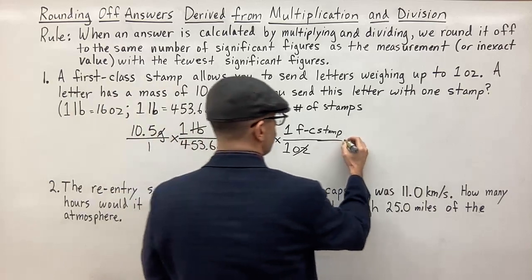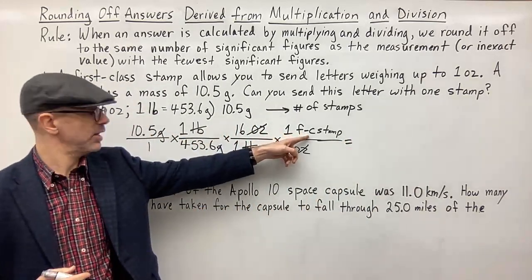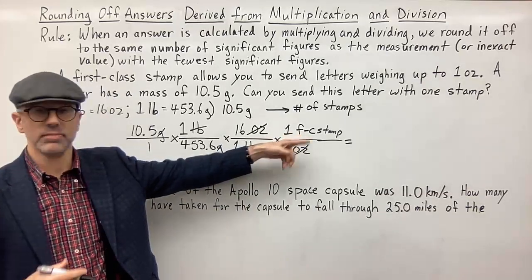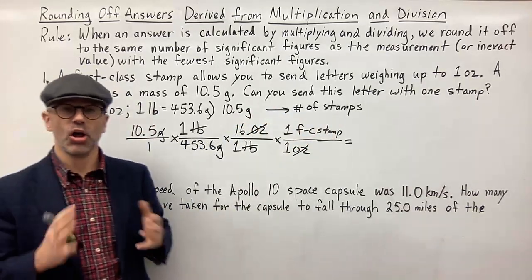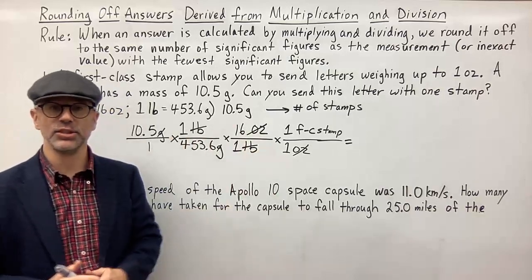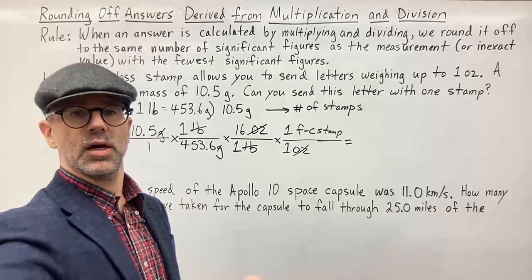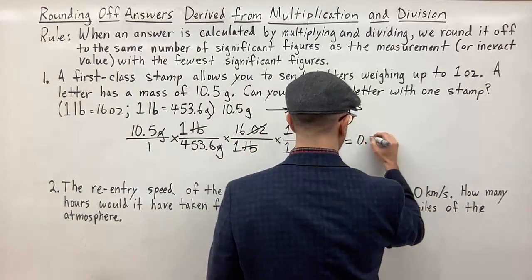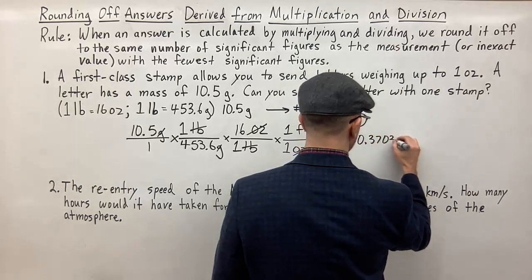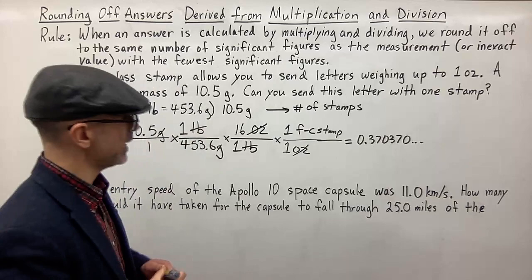Now that I have first class stamps, I have stamps on the top. That's what I need. I want number of stamps. So now I'm done. All I need to do is calculate the answer. And when I do that, I get 0.370370... So that's my answer.